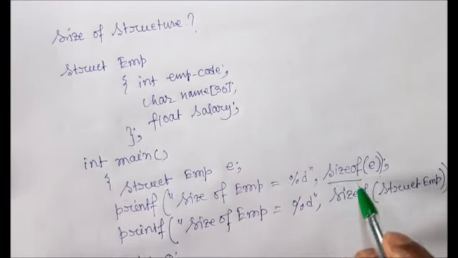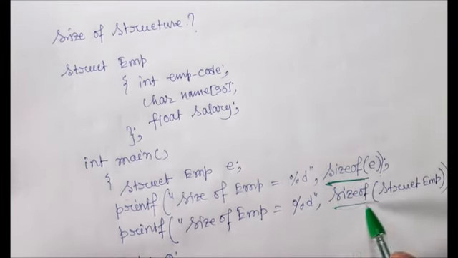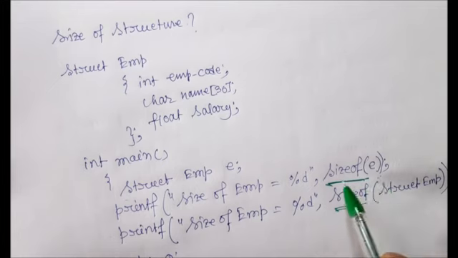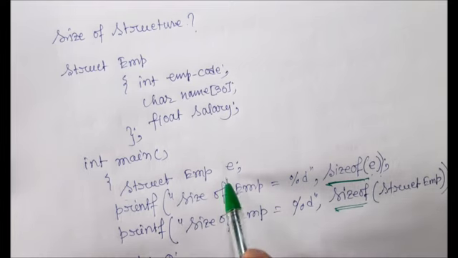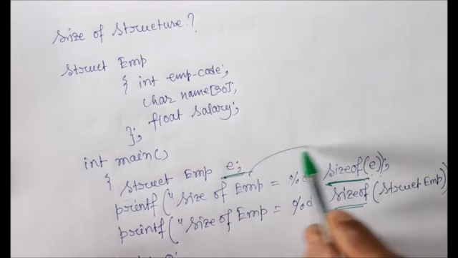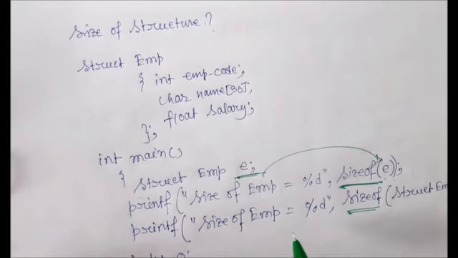So, we can use the sizeof function to calculate the size of a structure. Within the sizeof function, we can pass one parameter. We can pass the name of the structure variable. That means we can pass only the name of the structure variable, or we can pass the data type of the structure. That means struct followed by the name of the structure.